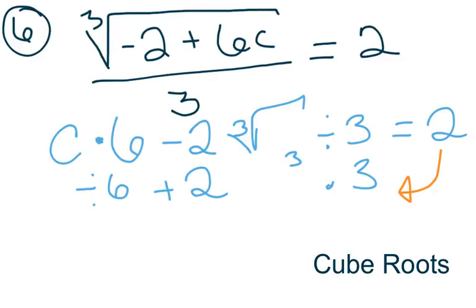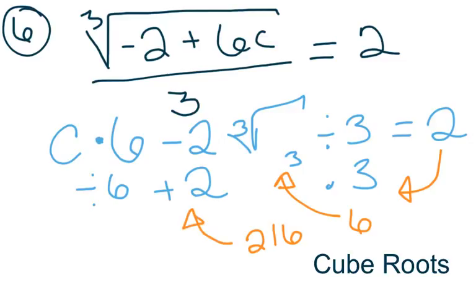Alright, so here we go. 2 times 3 is 6. Okay? Now, 6 raised to the third power. Remember, that's not 6 times 3. It's 6 times 6 times 6. So 6 raised to the third power, or 6 cubed, is 216. Okay? Now we just keep going.